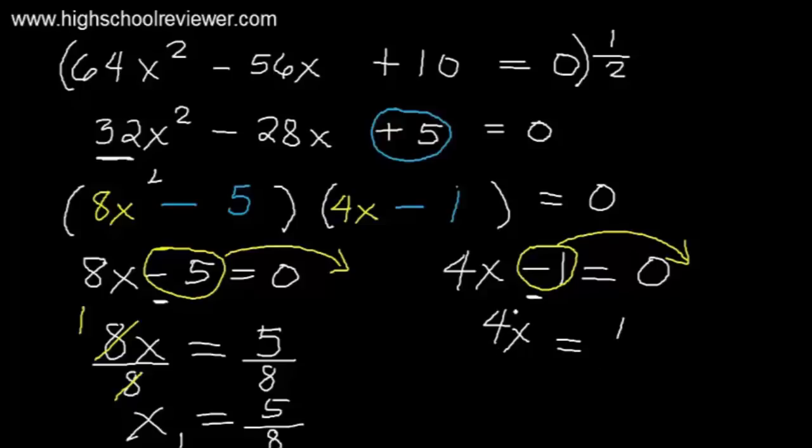And to solve for x, we need to cancel out 4. So to cancel 4, divide both sides of the equation by 4. Now, 4 divided by 4 will be equal to 1. We can cancel this out. So 1 multiplied by x is equal to x. And 1 over 4. So this will be x sub 2. So our final answer is x sub 1 equals 5 over 8, and x sub 2 equals 1 over 4.